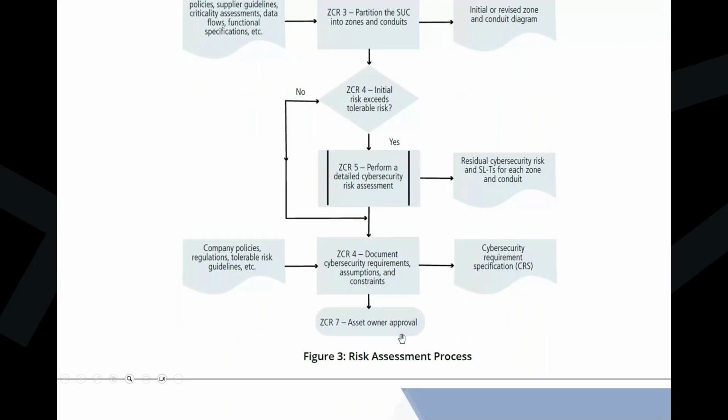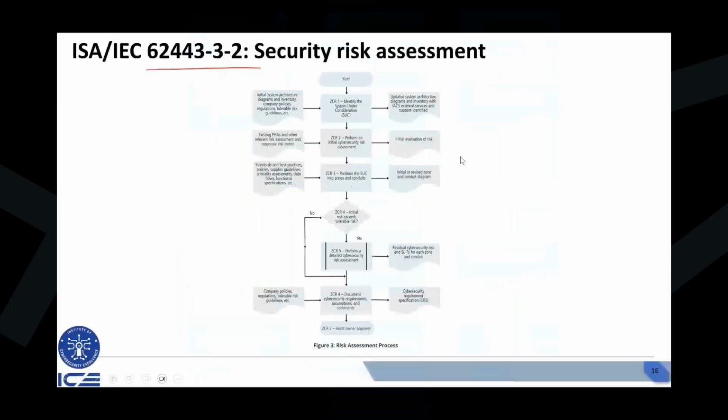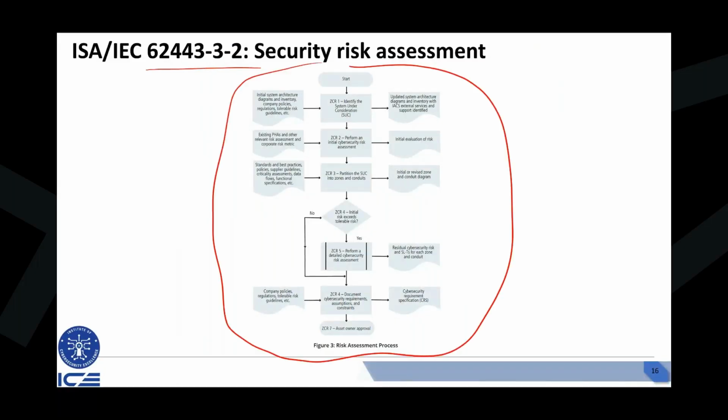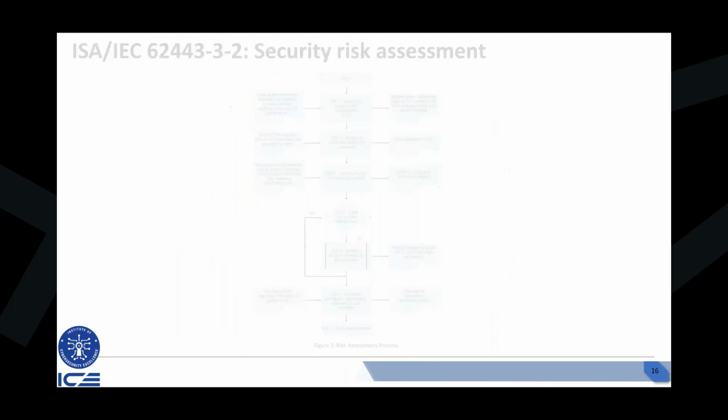So again, don't be scared of the complexity. All I want to show over here is that 62443-3-2 defines the risk assessment process. So you're not going to understand this in 5 minutes if you have never done this before. But once we go through this in detail, you would understand how ISA recommends the risk assessment to be performed if you want to follow 62443-3-2.